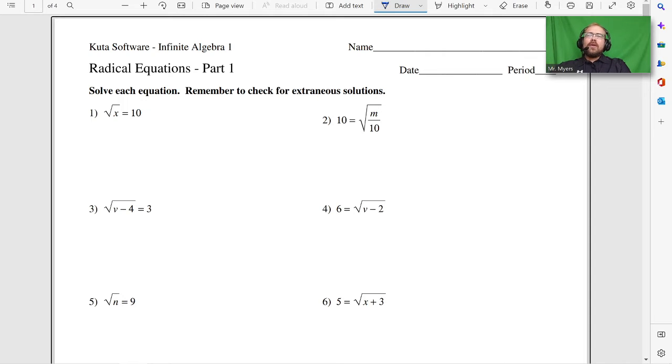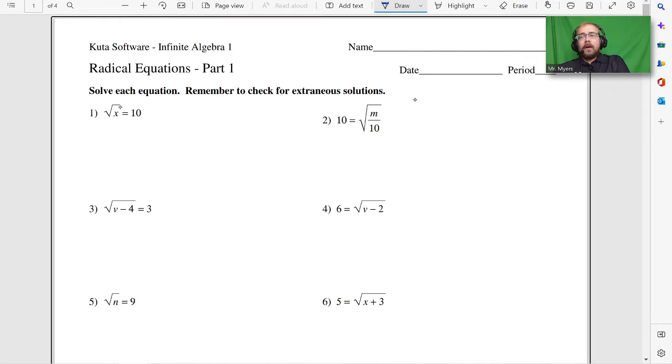This is Radical Equations Part 1, which I guess is the easier part, because I'm imagining Part 2 is probably harder. So if you are looking for Part 2, that is the next video. You'll be able to see a description for that, or you can just go to the playlist for all the algebra Kuta software worksheets and click on that playlist and you'll be able to find part 2 in there.